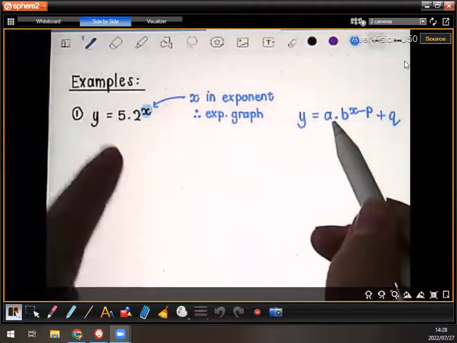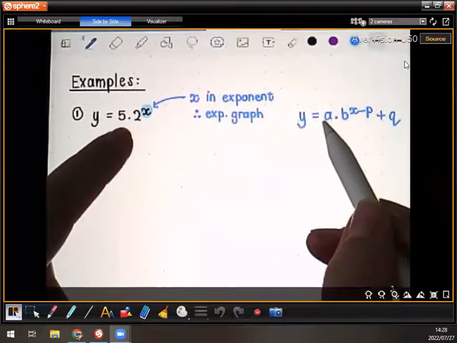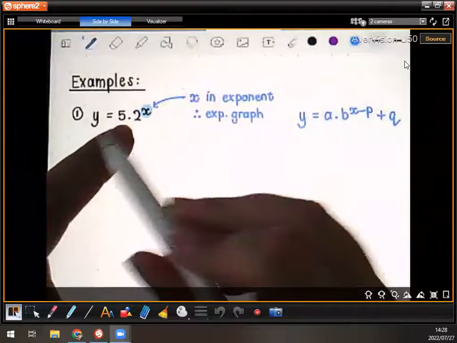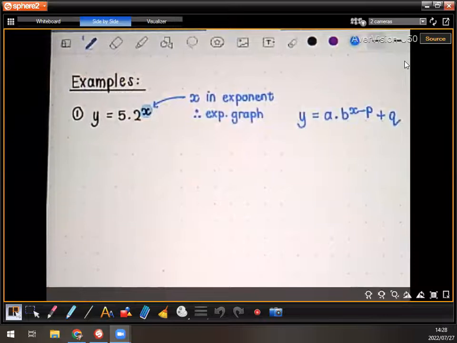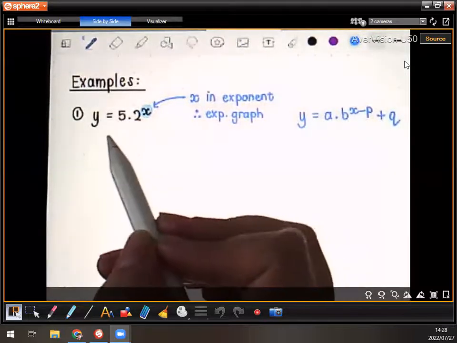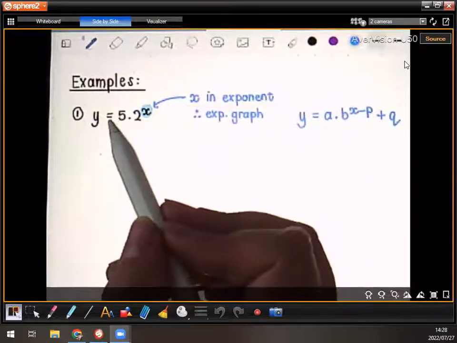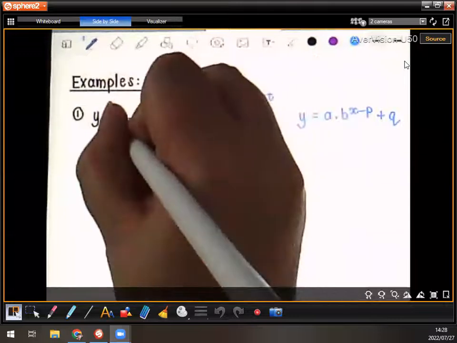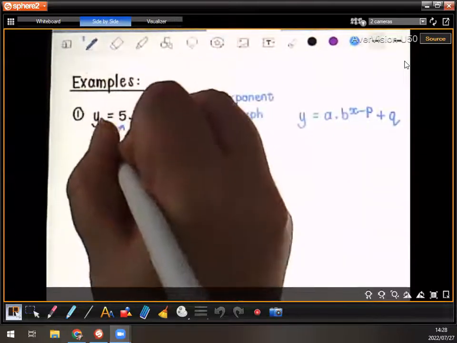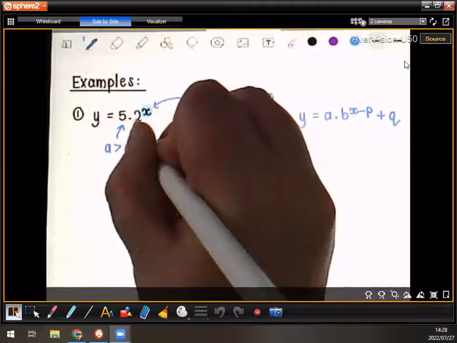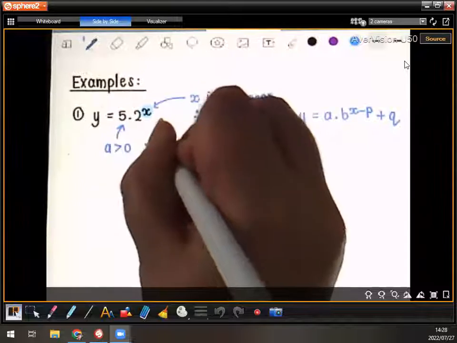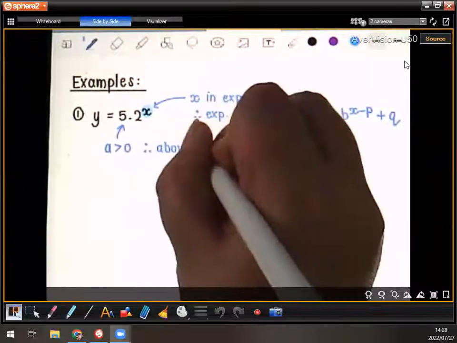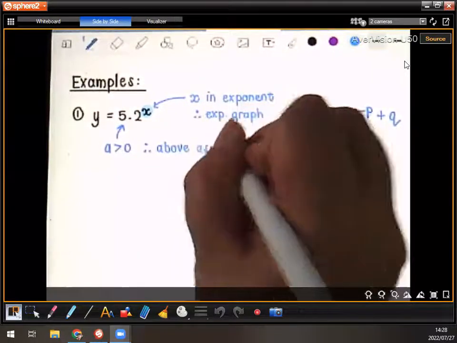You guys agree that my a value is 5, right? The fact that it's a 5 doesn't really matter, but we can see that it's positive at least, okay? So this graph, I'm going to write here, A is positive, so therefore the graph is going to be above the asymptote.